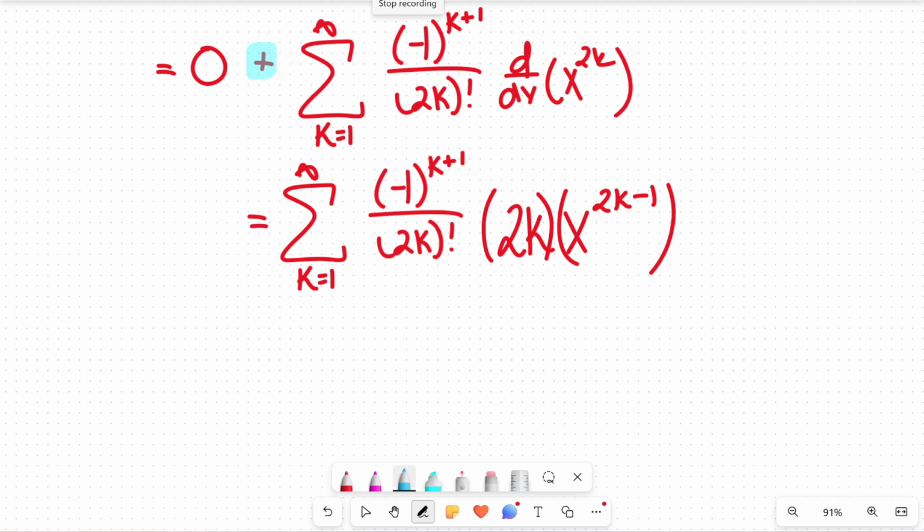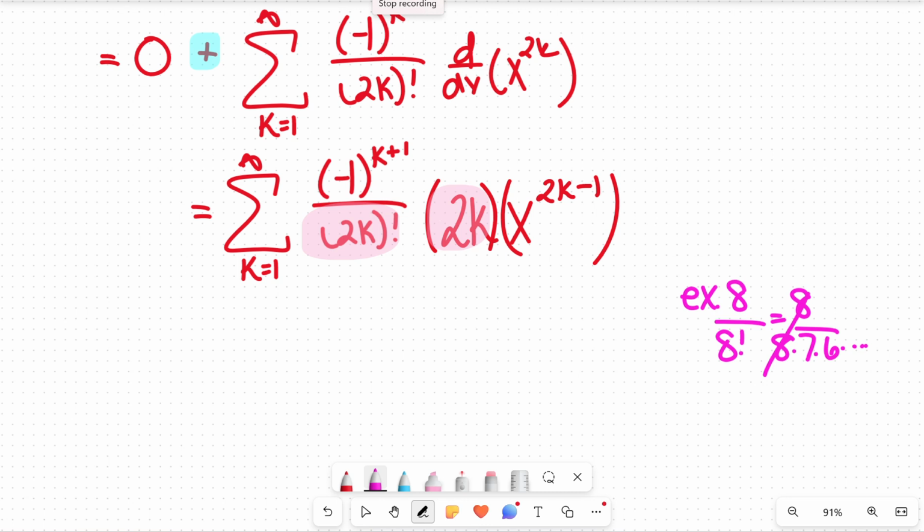So I'm noticing right here that I've got 2k factorial in my denominator, and then I have 2k up in my numerator. So we've talked about this when it comes to factorials. Let's say, just for example, I have 8 over 8 factorial. 8 factorial is equal to 8 times 7 times 6 times 4 times 3 times 2 times 1. So I have 8 over 8 times 7 times 6, and this is going to continue. If I cross my 8s out, I'm left with 1 over 7 factorial. We've talked about that before.